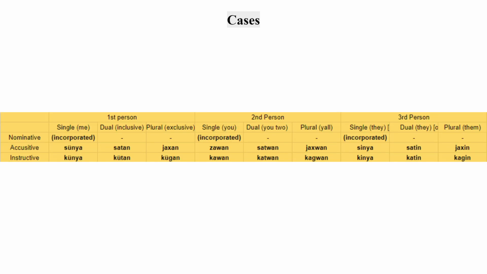Alright, now on to cases in the pronouns. So cases in the pronouns tend to be a lot more irregular, and in some languages, such as English, pronouns are the only actual words that retain case. So for pronouns, we only have three cases. The nominative, which is always incorporated into the verb because of the personal agreement.